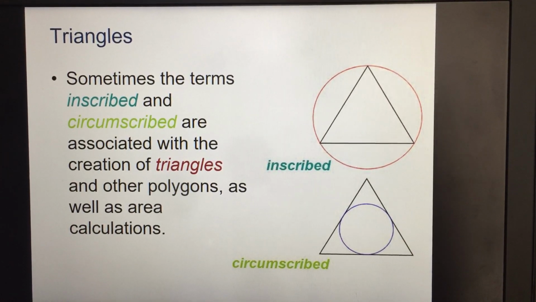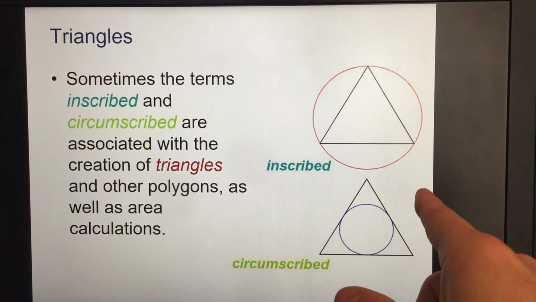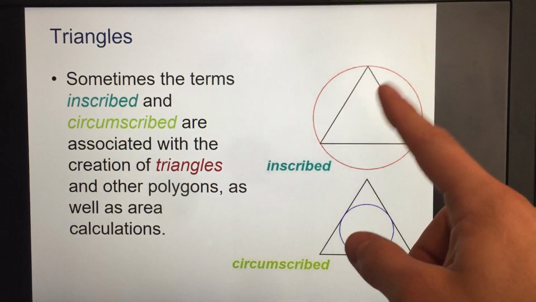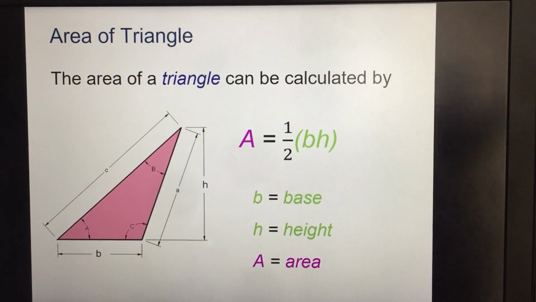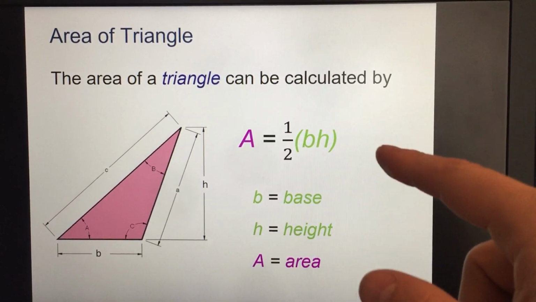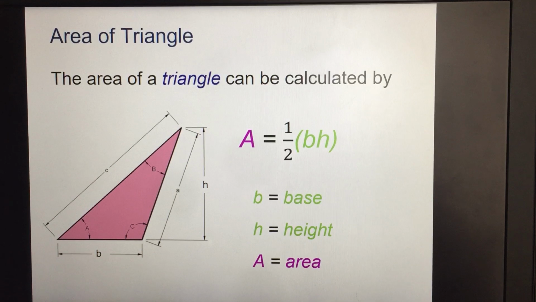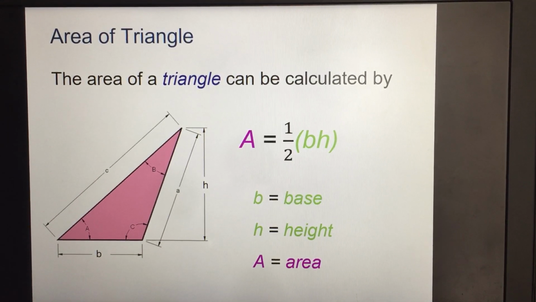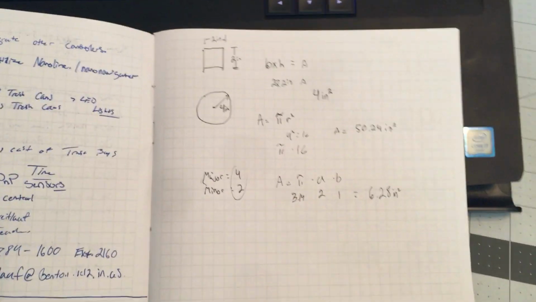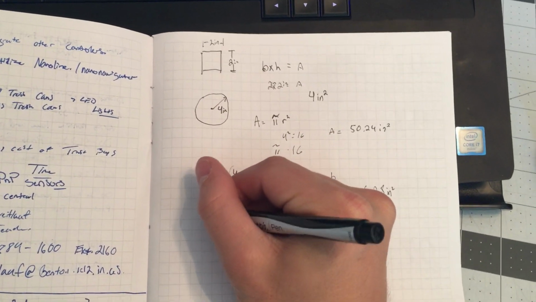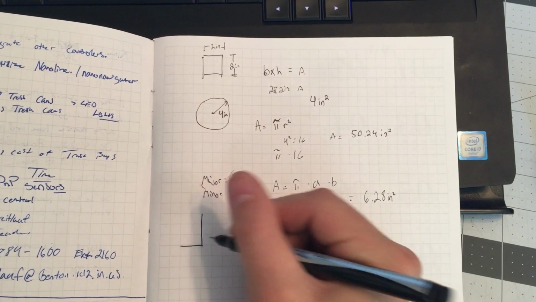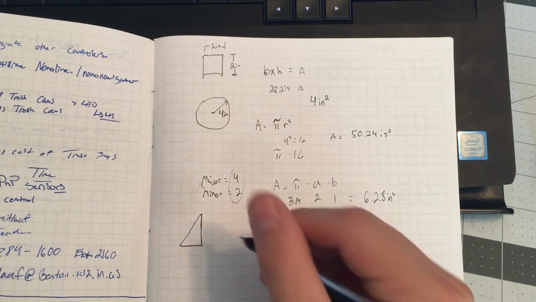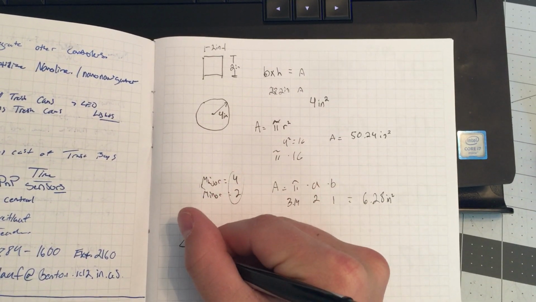Okay. So here your circle's tangent with the surfaces of the triangle. Here the circle runs through the points of the triangle. To find the area of a triangle, the formula is area equals half times the base times the height. Okay. So let's say our example down here. Let's say we had a triangle and it was 3 squares tall and 2 squares long, and here's my triangle. So we have 3 by 2.